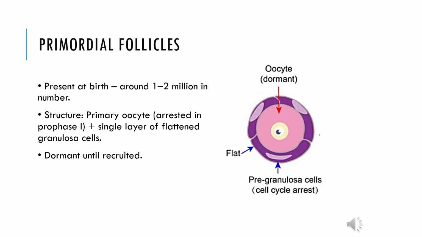The primordial follicle is the earliest form. It consists of a small primary oocyte surrounded by a single layer of flat, squamous granulosa cells. These follicles form during fetal life, and a female is born with around 1 to 2 million, but only 300 to 400 will ever ovulate in her lifetime. The rest undergo atresia. Primordial follicles are kept in a dormant pool, ready for recruitment after puberty.